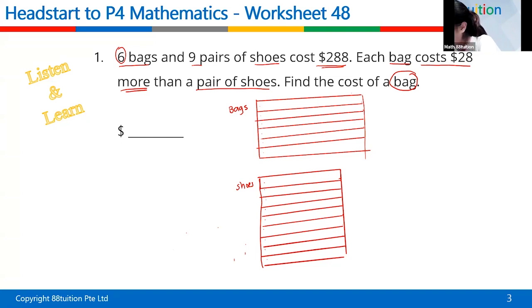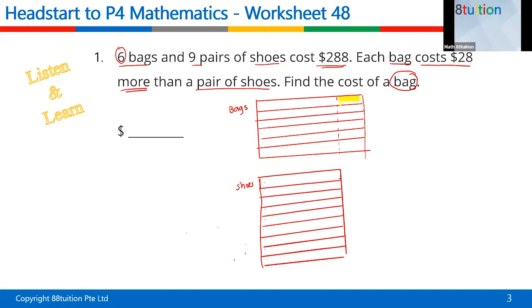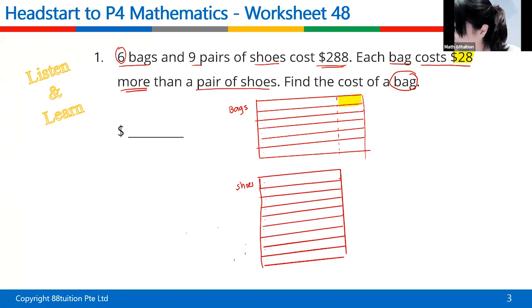Now, what is the difference if I were to draw a dotted line down? Okay, may I know, Wen-Xing, what is this yellow shaded part that I highlighted? How much? What can I label for that yellow shaded part? 28, good. Because each bag costs 28 more than the shoe. So each of that yellow shaded bar, okay, I am going to label $28.